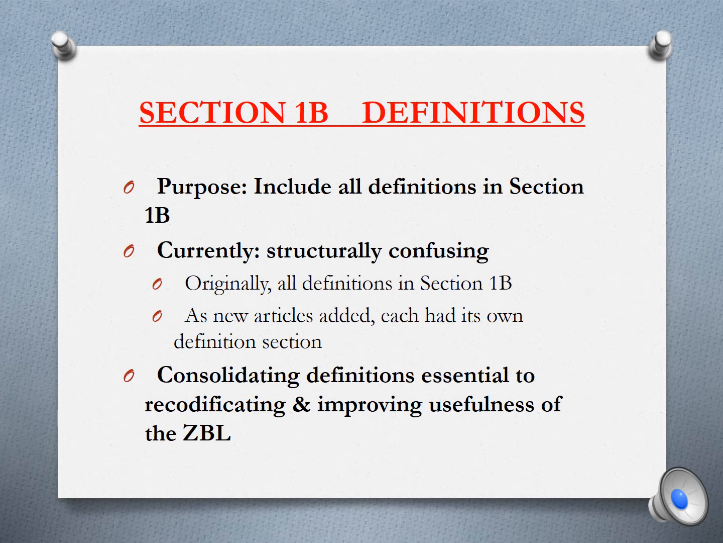Currently, definitions, the skeletal structure of the zoning bylaw, are found in Section 1B and also in many, many other sections. At best, this is confusing. When the zoning bylaws was first written, all definitions were placed at the beginning in Section 1B. These terms then applied to all sections.